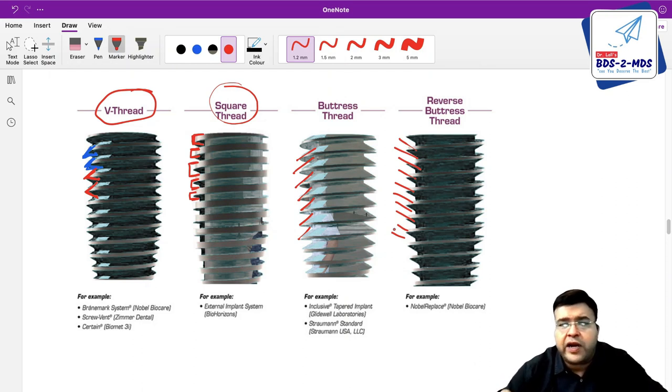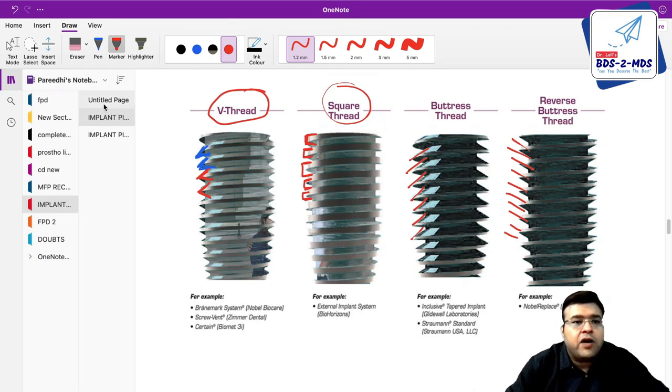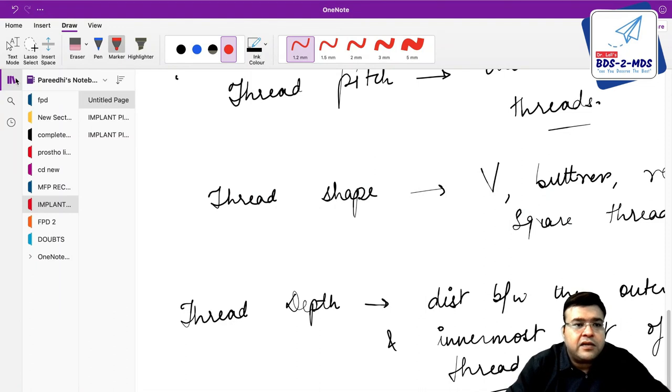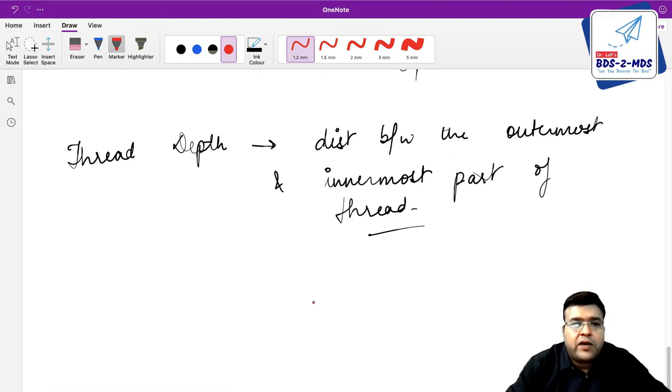All these different varieties of threads can be used in different indications. There is no thread as of now which has been found to be extremely superior as compared to the other threads. Now coming on to the next components one by one.